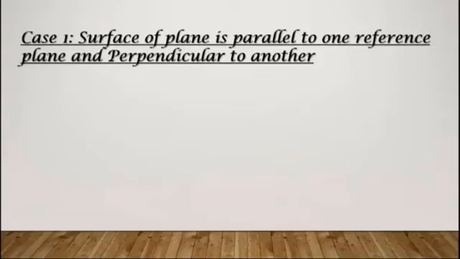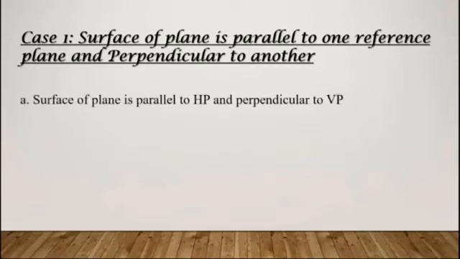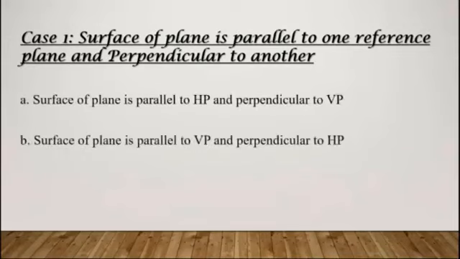Surface of plane is parallel to one reference plane and perpendicular to another. Here we have two subcases. A: surface of plane is parallel to HP and perpendicular to VP. Whereas we have case B, such as surface of plane is parallel to VP and perpendicular to HP.